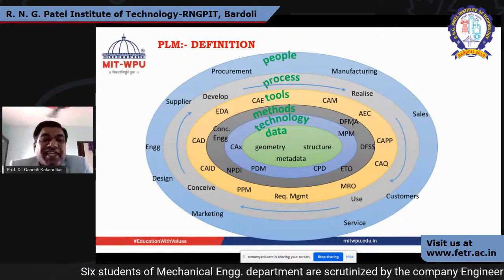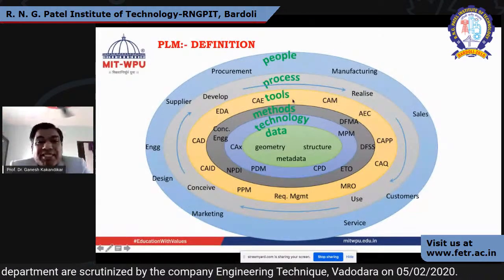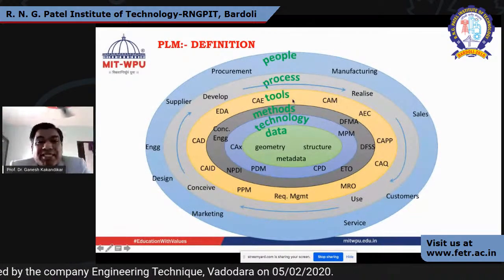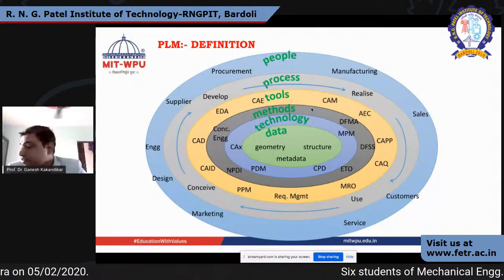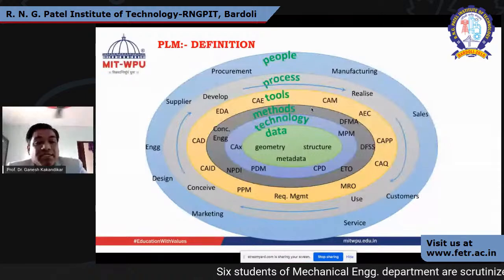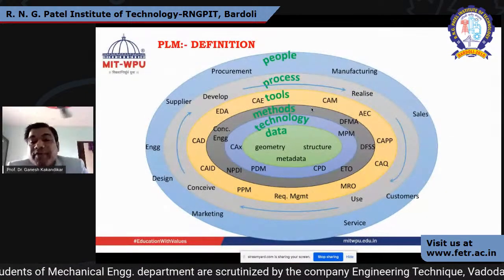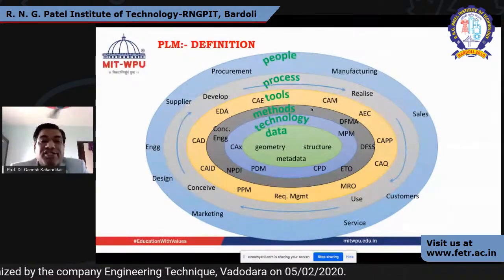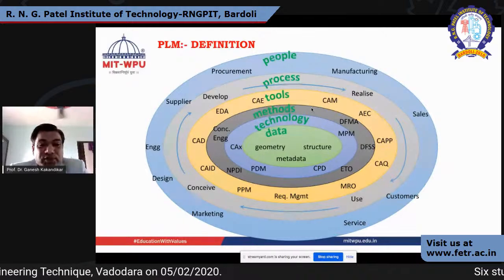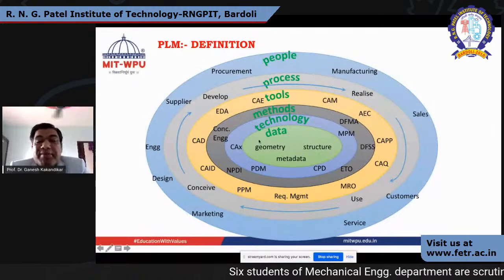So what does product lifecycle management do? Product lifecycle management basically connects people with processes, processes with tools, tools with methods, methods with technologies, and technologies with data. So whatever activity is being done by each and every person concerned in this perspective on this canvas, it is recorded at a centralized database.